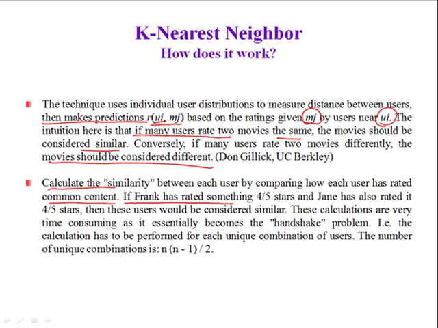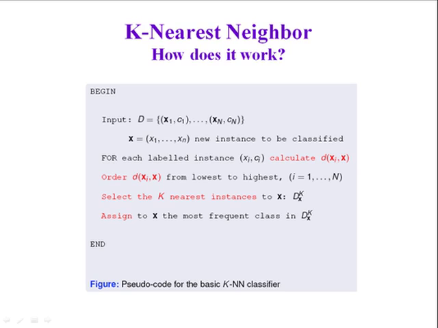If Frank has rated something 4 by 5 stars and Jane has also rated it 4 by 5 stars, then these users would be considered similar. Again, these calculations are very time consuming, as it essentially becomes the handshake problem. That is, the calculation has to be performed for each unique combination of users. The number of unique combinations is n times n minus 1 divided by 2. This is a simple nearest neighbor classifier algorithm that I already discussed earlier.